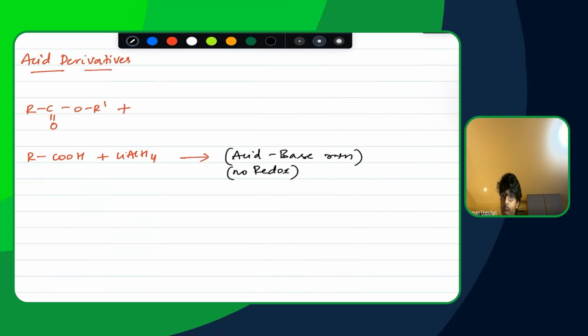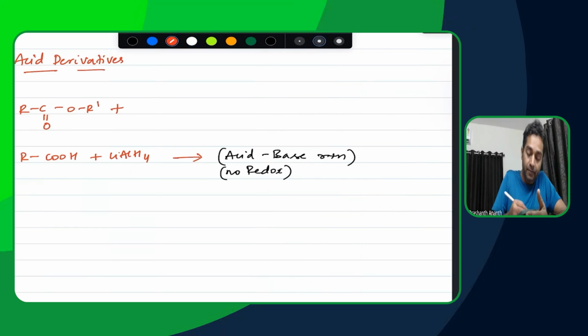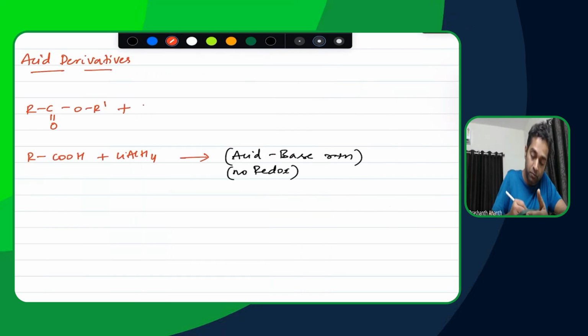Okay. Now, if we are going to be having the ester with LiAlH4, in this case here, 1 mole reacts with 2 equivalents to give the product as alcohol.